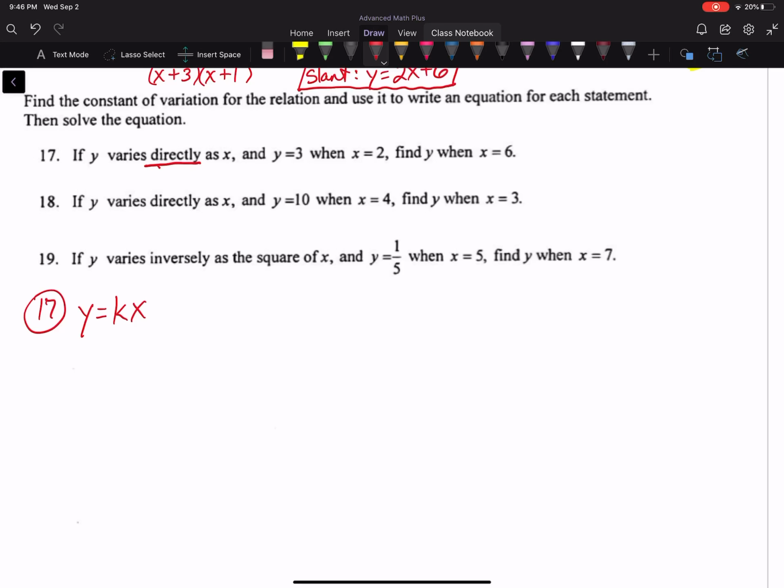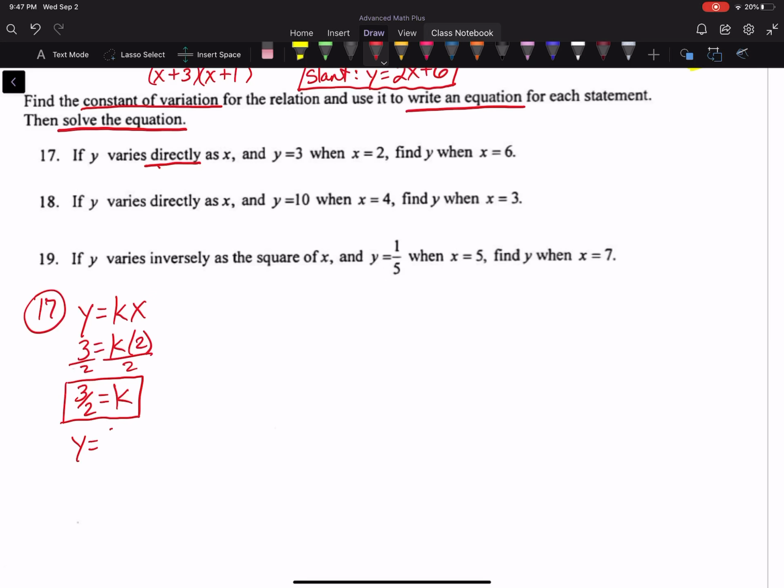Plug in what you have. You have to find 3 things. You have to find the constant of variation. You have to write an equation. And then you have to solve the equation. So 3 answers for each problem. So 3 equals k times 2, divided by 2. So 3 over 2 is equal to k. There's your first answer.